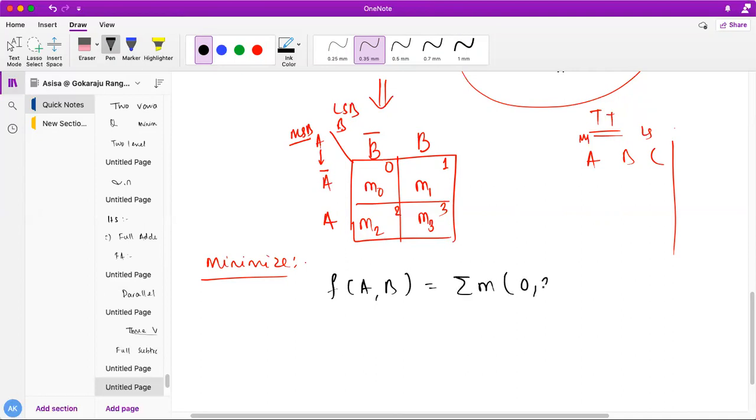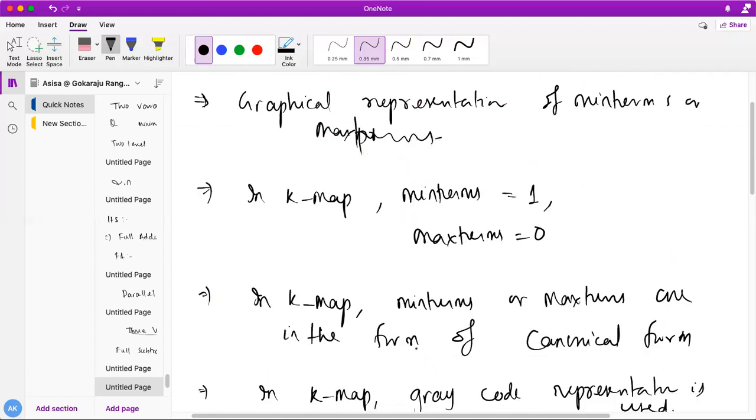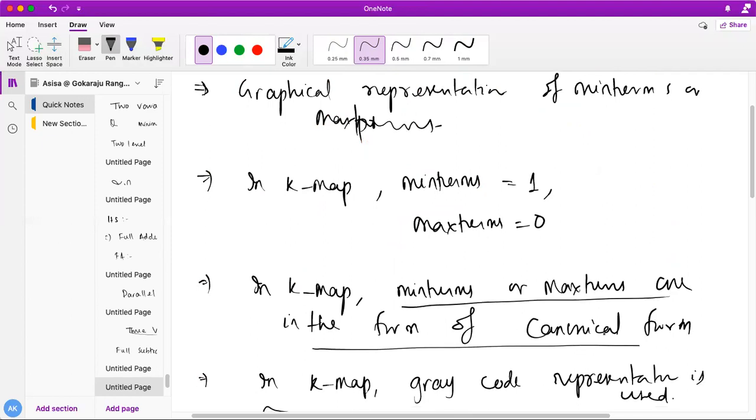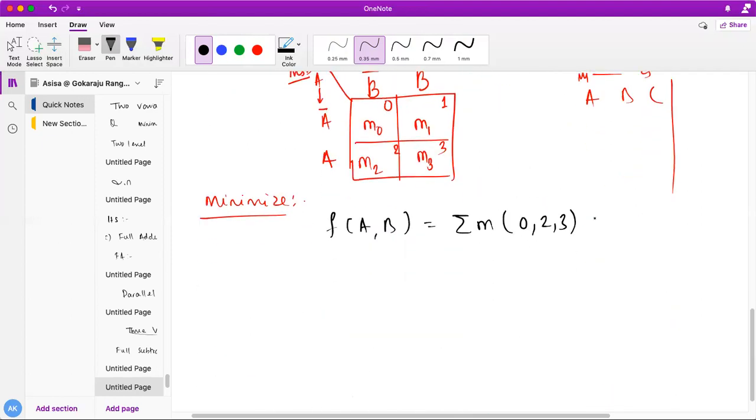So, summation of m 0, 2, 3. As I told you, in KMap the function is given in canonical form. If it is not given, you have to convert it to canonical form. Why? Because in KMap, the function is represented in canonical form. I have already discussed this. In KMap, minterms or maxterms are in canonical form. For the first step, you need to check the type of the given question. Obviously, it's a summation, which means it's an SOP.